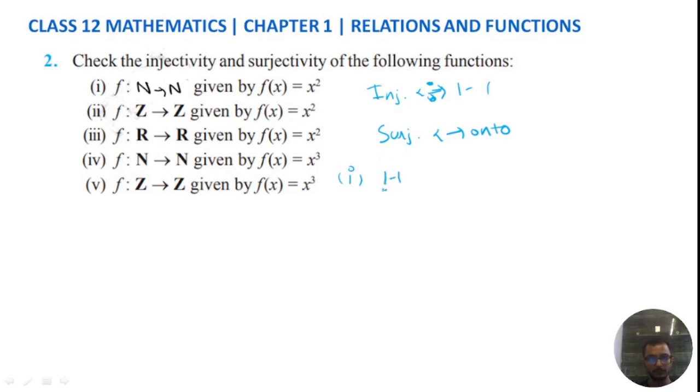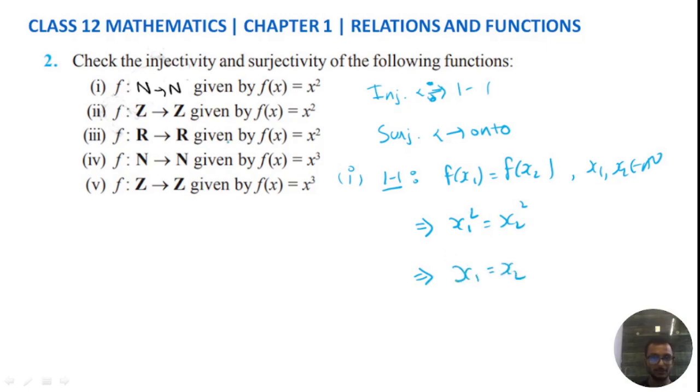Whether it is 1-1, whether it is onto or not. Suppose for 1-1, what we do? We first take f of x1 equals f of x2, where x1, x2 belong to natural numbers, which will imply x1 square equals x2 square. As these are natural numbers, they are not negative, so of course the only possibility is x1 equals x2. In other cases you will see what will happen, because negative numbers will also be allowed, so that will contradict x1 equals x2. But in the natural number case we get x1 equals x2, right? Since x1 and x2 are greater than 0.